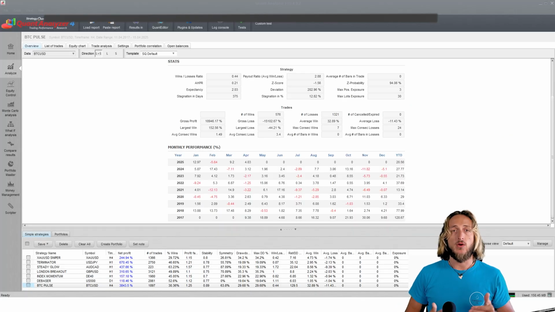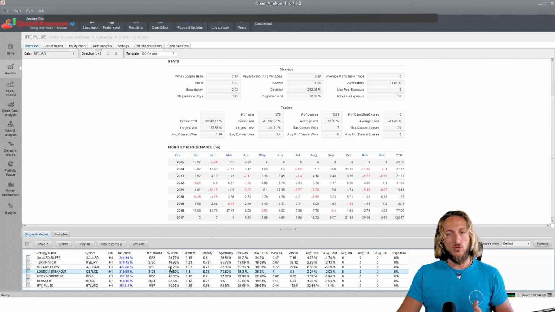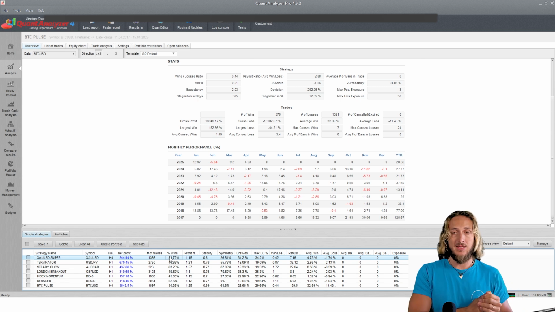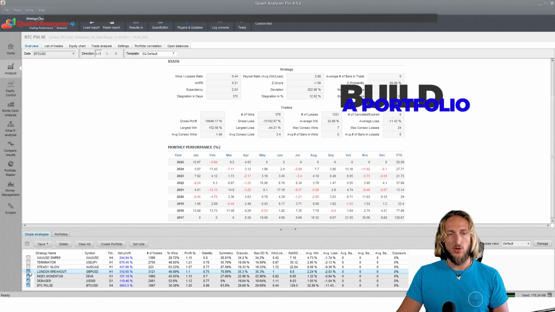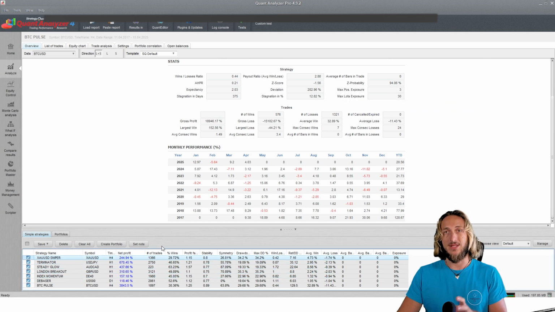Okay, so I have here my Quant Analyzer, and I have already uploaded the data for all 7 of my strategies from 2017, already exported from the backtester to the Quant Analyzer. And I have it from 2017 to the current date. So let's build a portfolio with all these strategies. What this software lets you do is really dissect all the performance of your strategies, helping you build portfolios of uncorrelated strategies. Let's see how that looks.